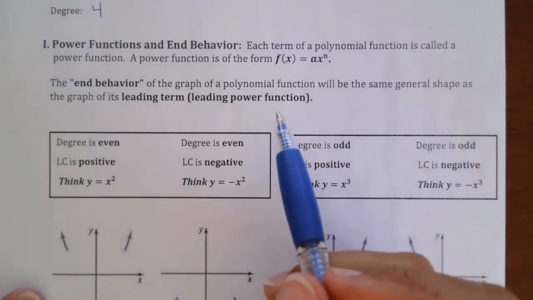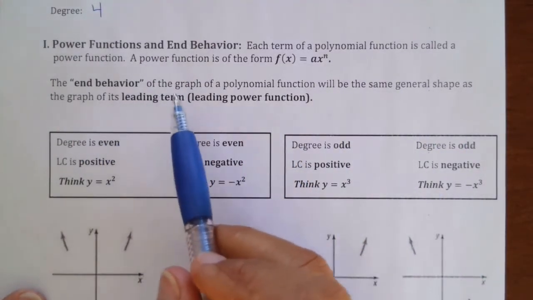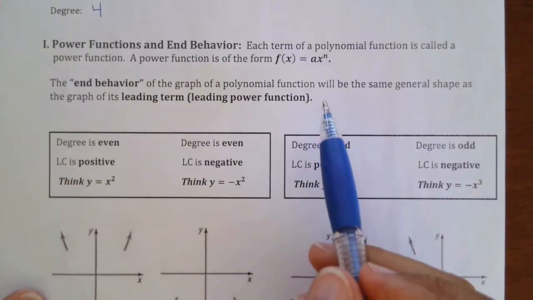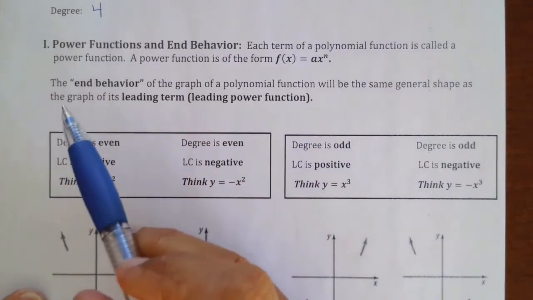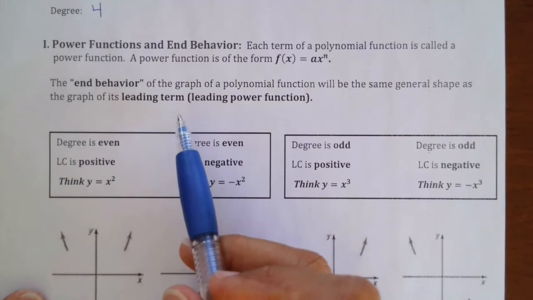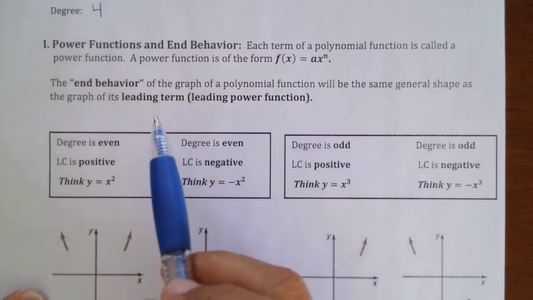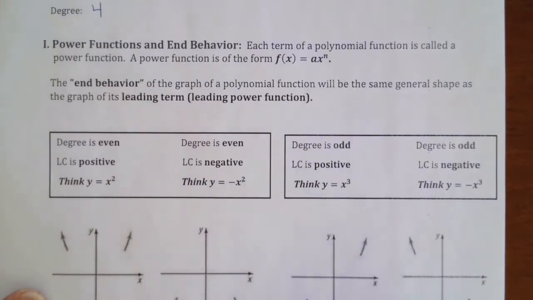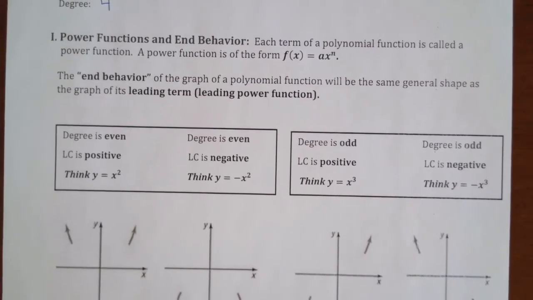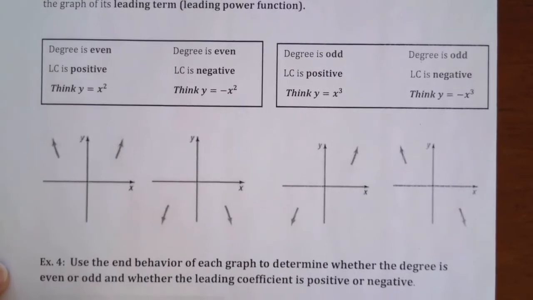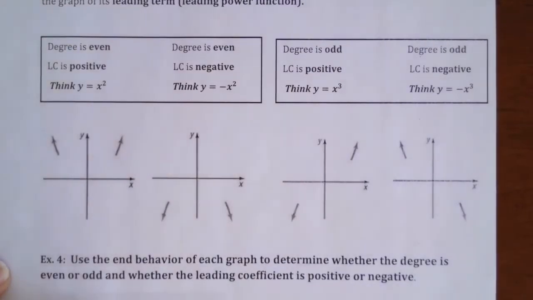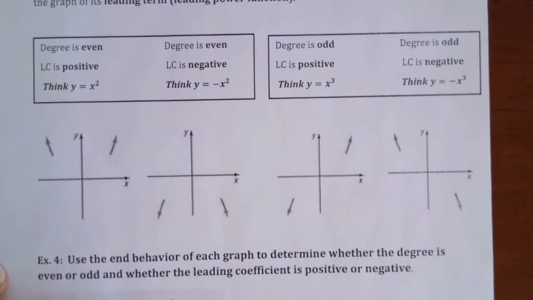Okay, so the end behavior of the graph of any polynomial function will be the same general shape as the graph of its leading term. Okay, general, not specific. So again, we need that leading term to figure out a lot of stuff with polynomials. That's why we were asking you to find the leading term in the last few pages, okay? All right, so here's a picture. A lot of you guys are visual, so I think this helps, but we're also going to talk about the left side and the right side.